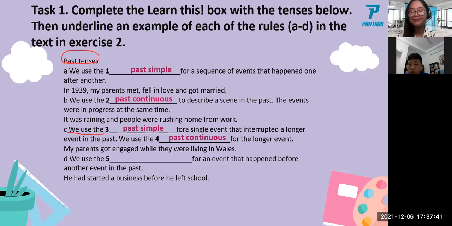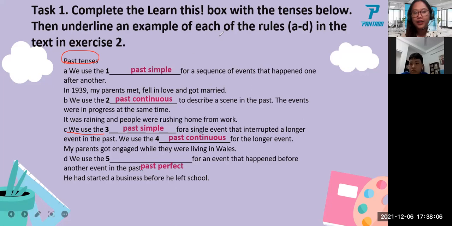Okay, please read. We use the past perfect for an event that happened before another event in the past. He had started a business before he left school. Okay, good job. Let's go and talk about this exercise again.